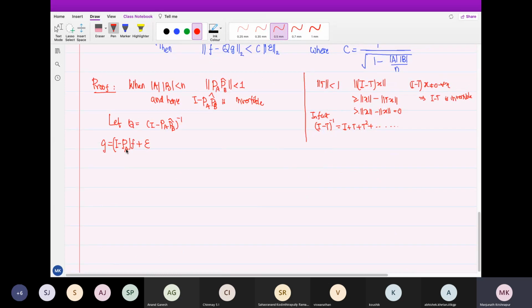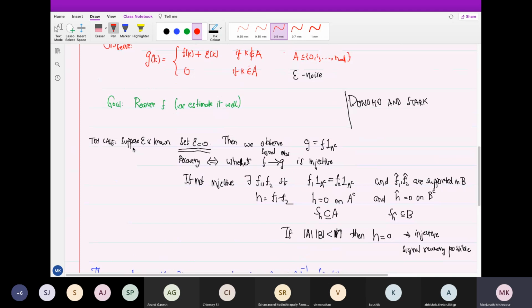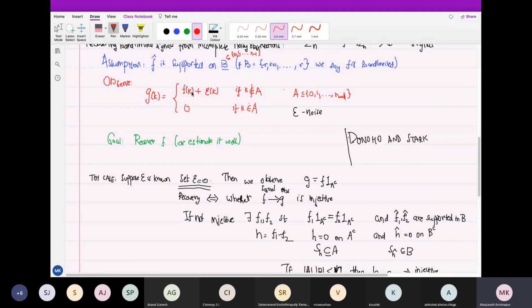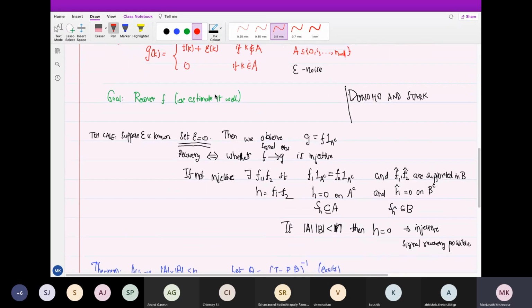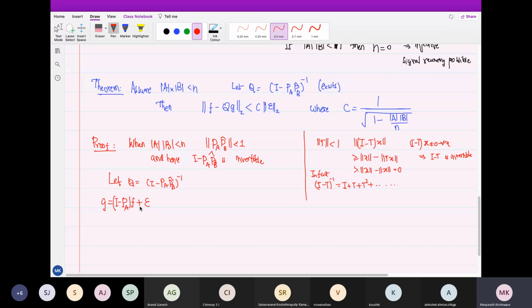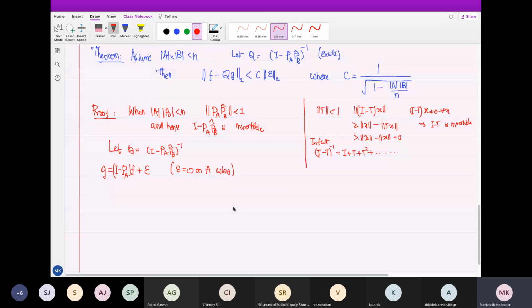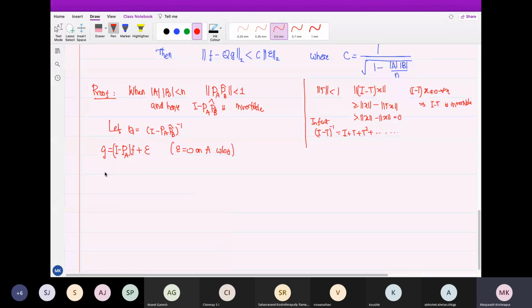So G is I minus PA times F. On A complement, we do F plus epsilon, and outside we get 0. So that's what I have written. Epsilon is assumed to be 0 anyway. So this is without loss of generality. I mean, anyway, you know where you are observing. Where you are not observing, you don't have to take noise into account, right? So you don't observe, there is no noise either. Okay, so this is what it is.